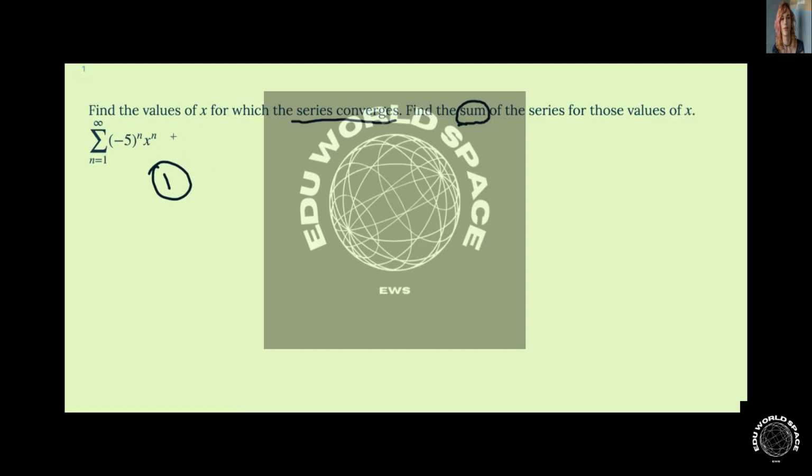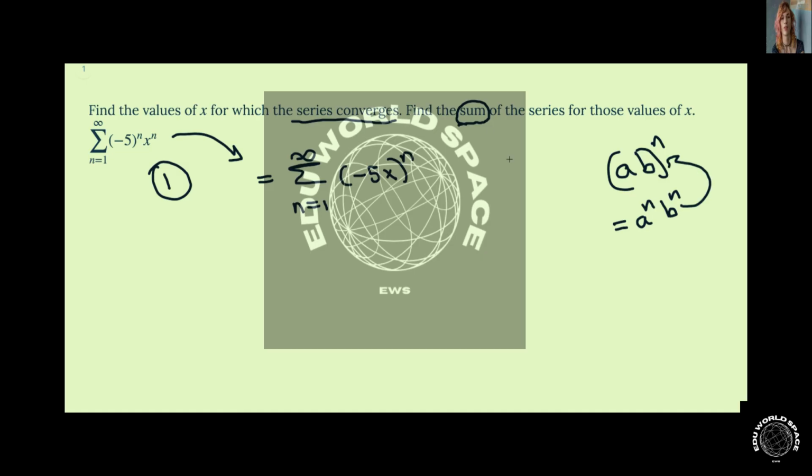Here I can rewrite this sum. This is actually a geometric series because you can pull out the n. All I'm using here is the fact that a b to the n equals a to the n times b to the n. So I'm going from this direction to that direction, so I pull out the exponent, and then I see that this is geometric. And I can see that the r is negative 5x.